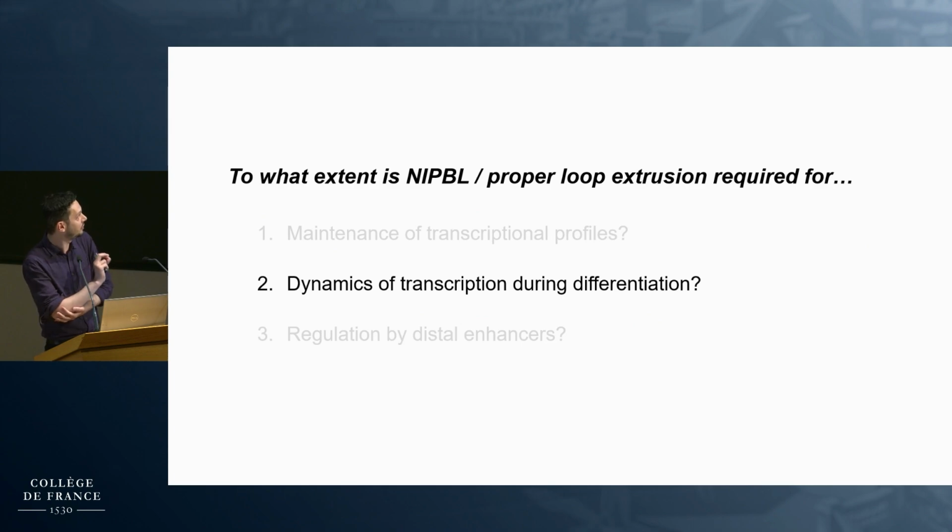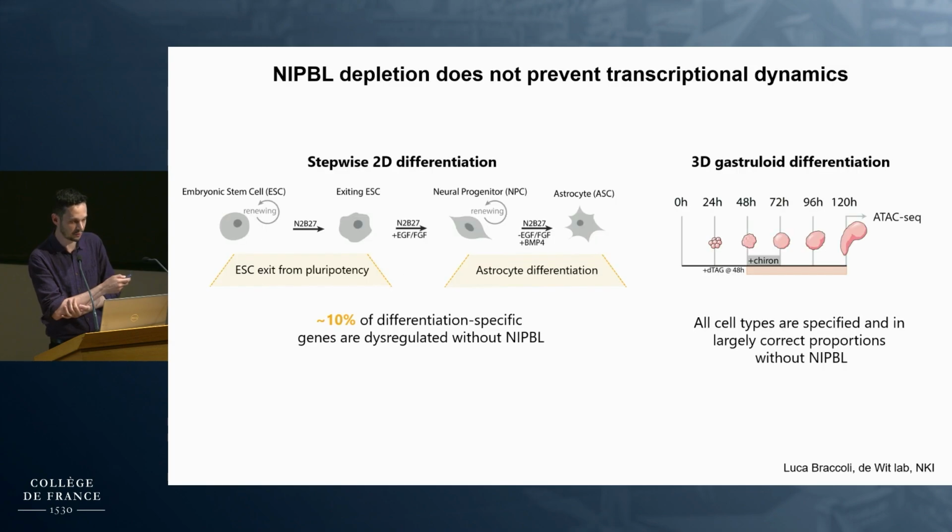So now, just a little vignette on the dynamics of transcription during cell differentiation. I'm not going to show you the result. I'm just going to give you the punchline, which is basically that transcriptional dynamics is largely intact, meaning the genes that need to go up can still go up, the genes that need to go down still go down. And we looked at this in 3 different cellular transitions. The first one is the exit of pluripotency, when you just withdraw the LIF in your ES cells. We also pushed the NPCs into astrocytes. And we also did this gastruloid differentiation that we heard about earlier.